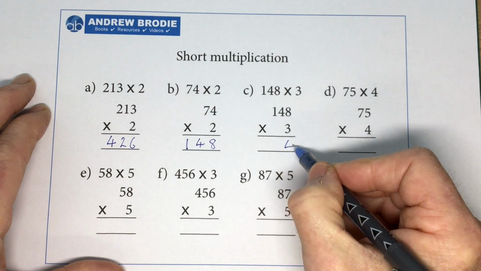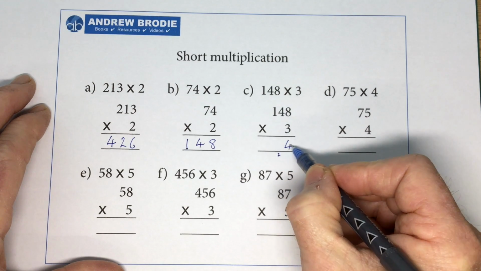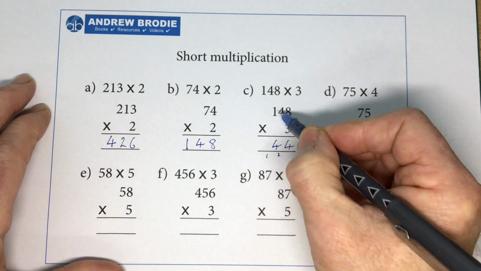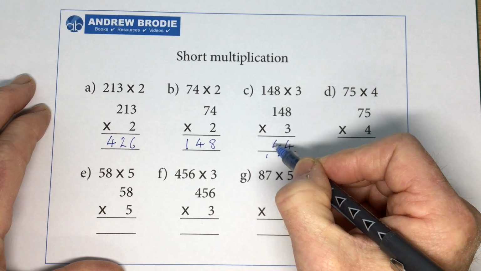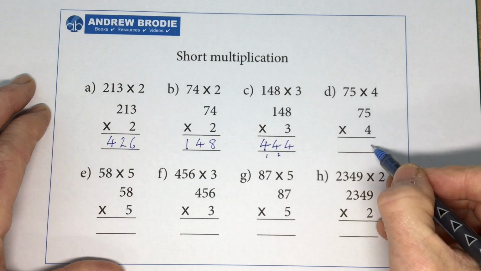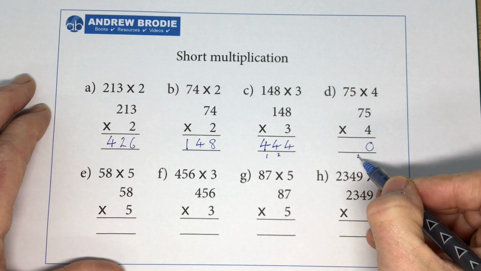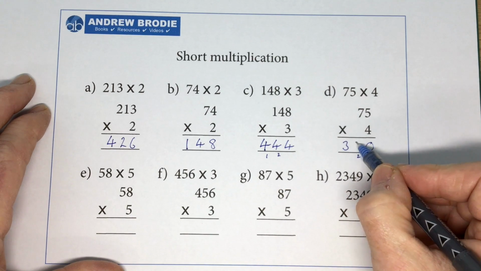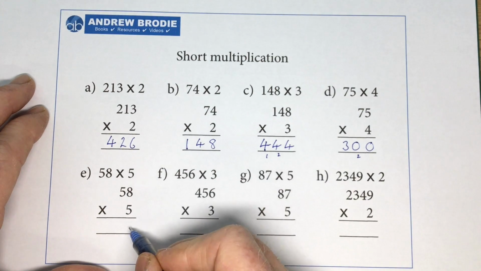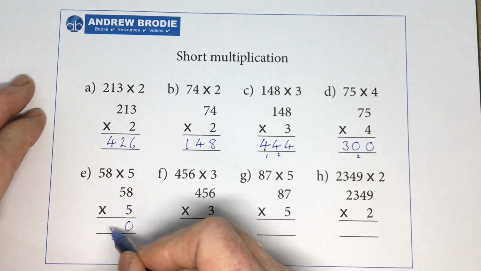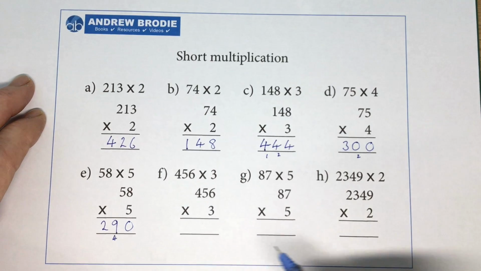8 times 3 is 24. Little 2 there, 24. 4 3s are 12. Add 2 makes 14. 1 3 is 3. Add 1 makes 4. 5 times 4 is 20. 7 4s, 28. Add 2 makes 30. 8 times 5 is 40. 5 5s, 25. Add 4 makes 29.